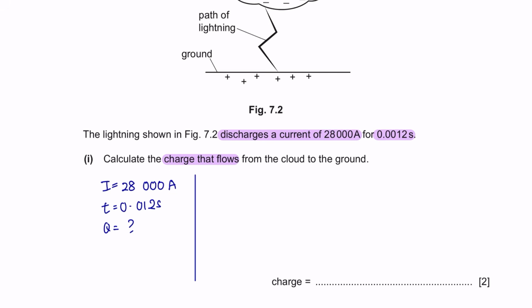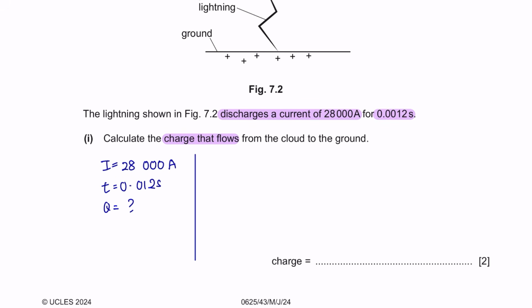So we have the current and time given to us and we are looking for charge. The formula related to this is charge equals current times time. Since the current is in the standard unit of amperes and time is in seconds, we can just multiply them together, giving us a value of 34, and the unit for charge is coulomb.